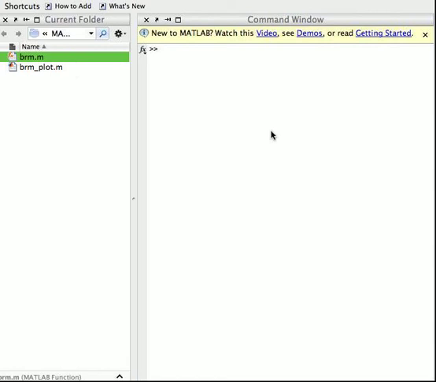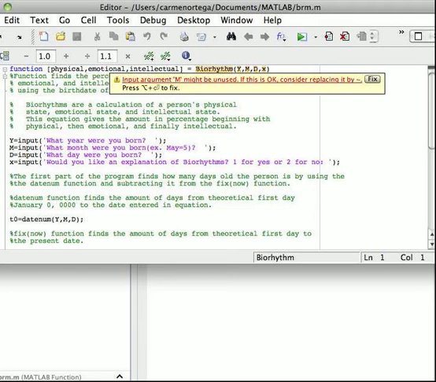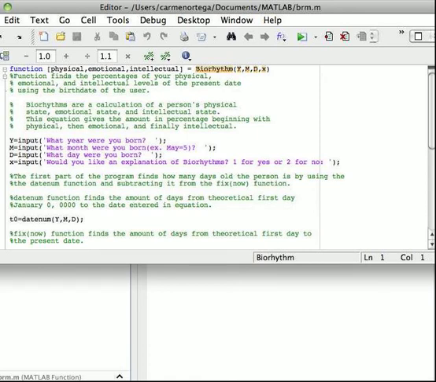This Matlab program calculates and graphs the physical, emotional, and intellectual biorhythms of the user. Here is the biorhythm function. This function has the outputs of physical, emotional, and intellectual, and it has the inputs of the year, the month, and the day, and a yes or no. Biorhythm is the name of the function.